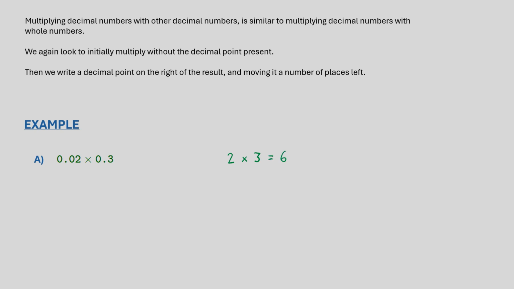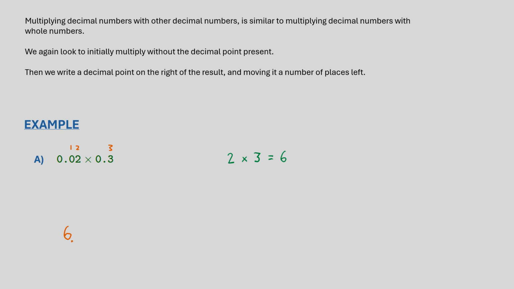Now once we've done this multiplication without the decimal points present, we want to look at the initial sum and count how many digits there are after the decimal points between both numbers. And we can see here that we have 3 digits beyond the decimal points between the numbers. The next step is to write the result of our multiplication without the decimals present, with a decimal point placed on the right.